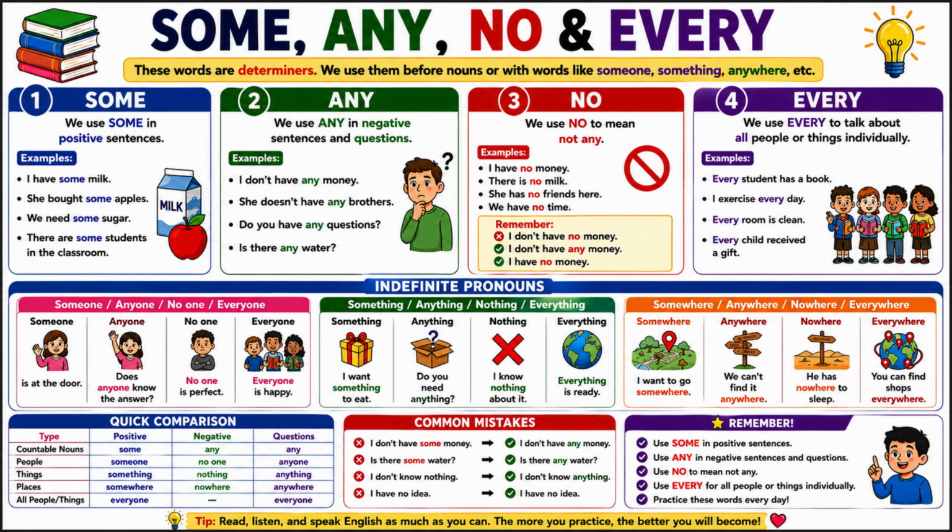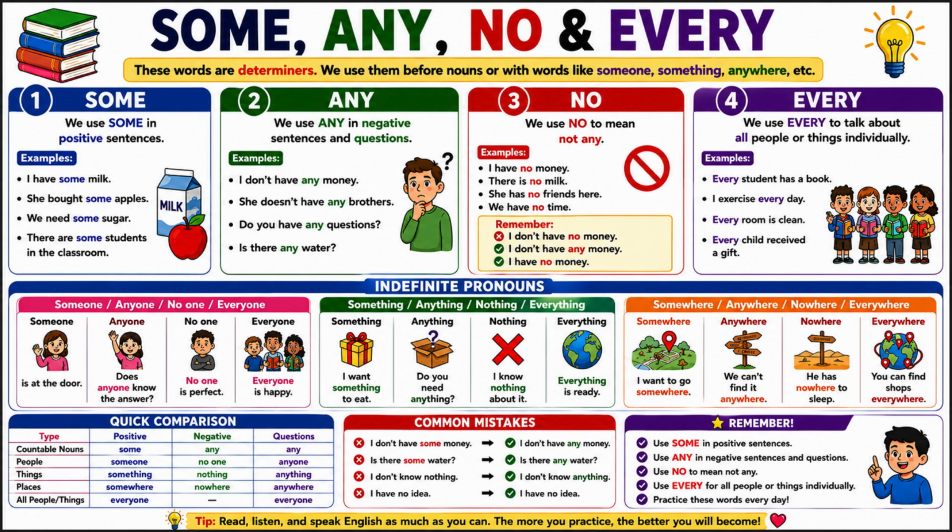Lesson summary. Today we learned. Use some in positive sentences. Use any in negative sentences and questions. Use no to mean not any. Use every to talk about all people or things individually. Learn and practice someone, anyone, no one, everyone, something, anything, nothing, everything, and somewhere, anywhere, nowhere, everywhere.